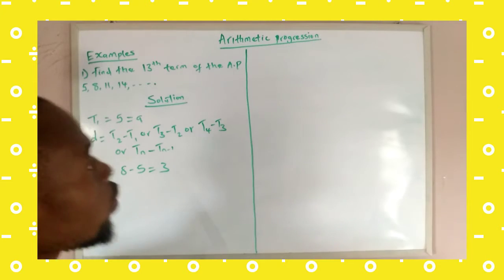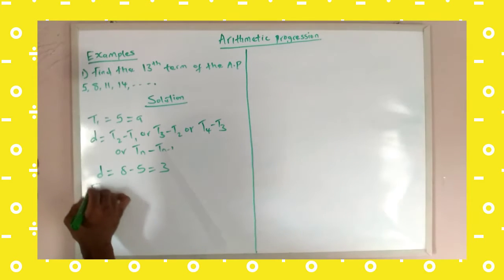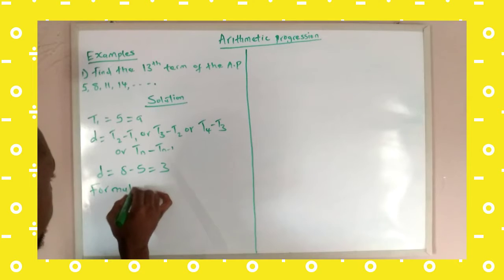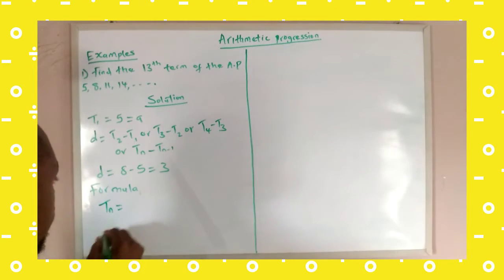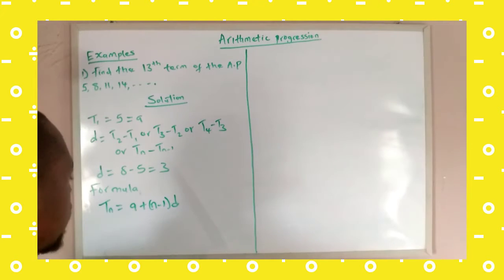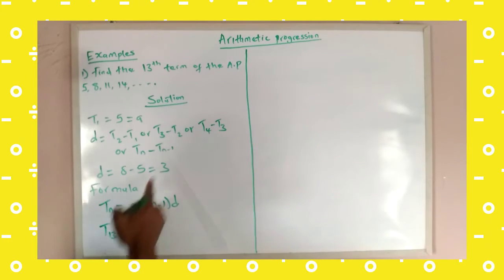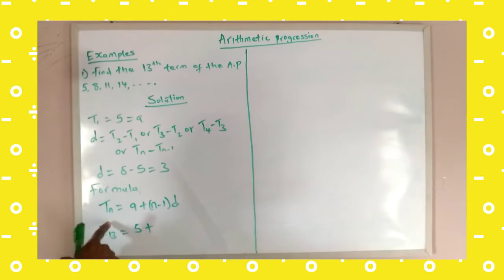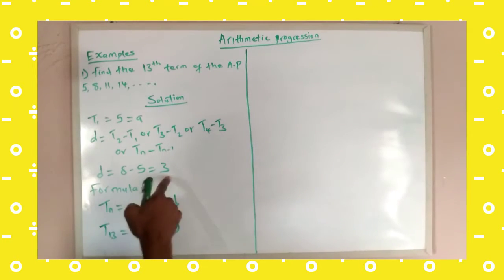Now we are required to find the 13th term, and using the general formula for the nth term of an AP, which is Tn equals A plus n minus 1, all into brackets, D. So now our 13th term, T13, is equal to, our A is 5 here, plus n minus 1, our n is 13 now, so we have 13 minus 1 here. Our D is 3.